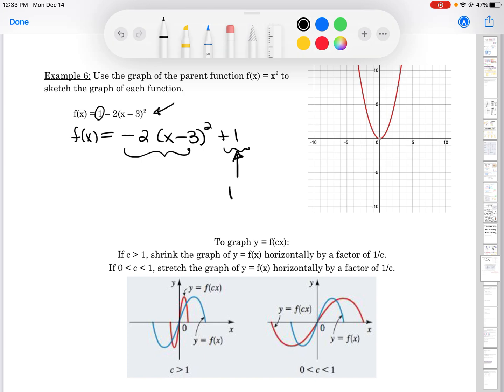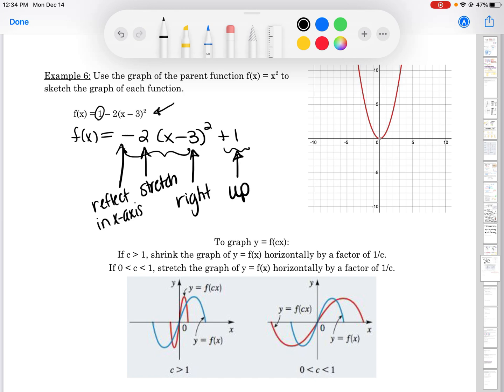So this 1 is still going to move me up. This 3 is still going to move me right because of the minus sign. This negative is still going to reflect in the x-axis, right, upside down. And the 2 is still going to stretch every point. Okay. So we want to do a few things here. We want to make sure we're moving right, we're moving up. We want to make sure we're reflecting, and we want to make sure that we are stretching.